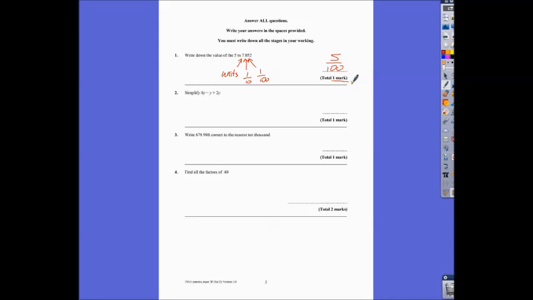Question 2. Simplify 4y minus y plus 2y. Well, 4y minus y would be 3y, and to add 2 y's to that, that will give us 5 y's.